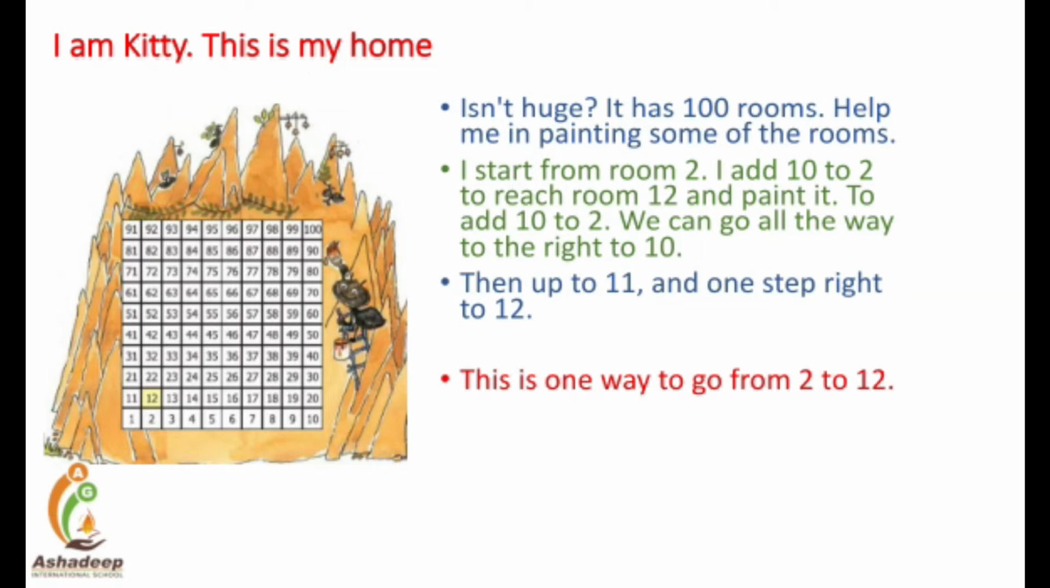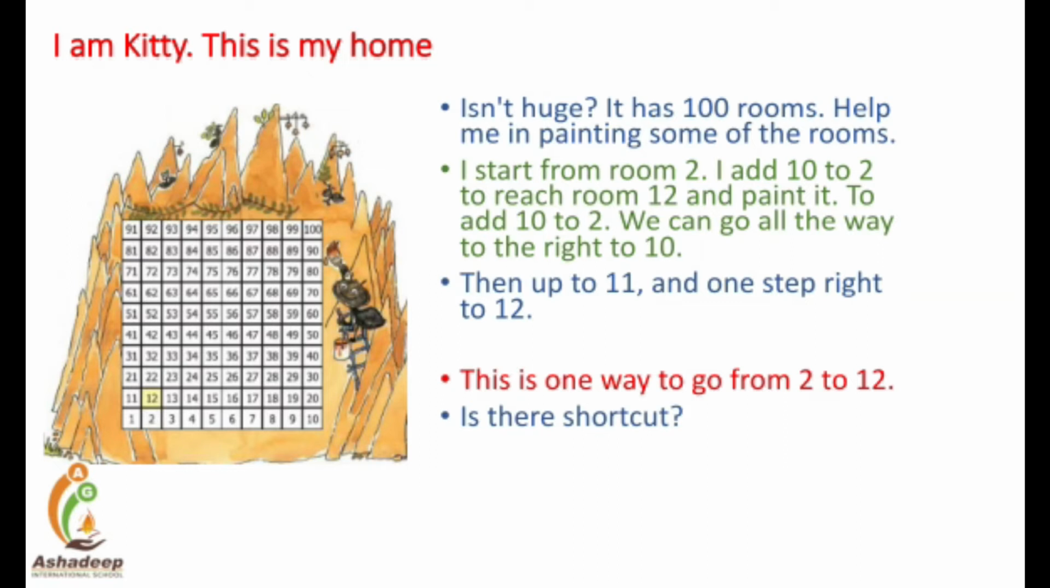There are so many shortcuts like that, but some shortcuts are given here to go from one room to another room and paint that room, right? So in this concept, take any number and add 10 to that number, go forward and paint that room, right? This is one way to go from 2 to 12.